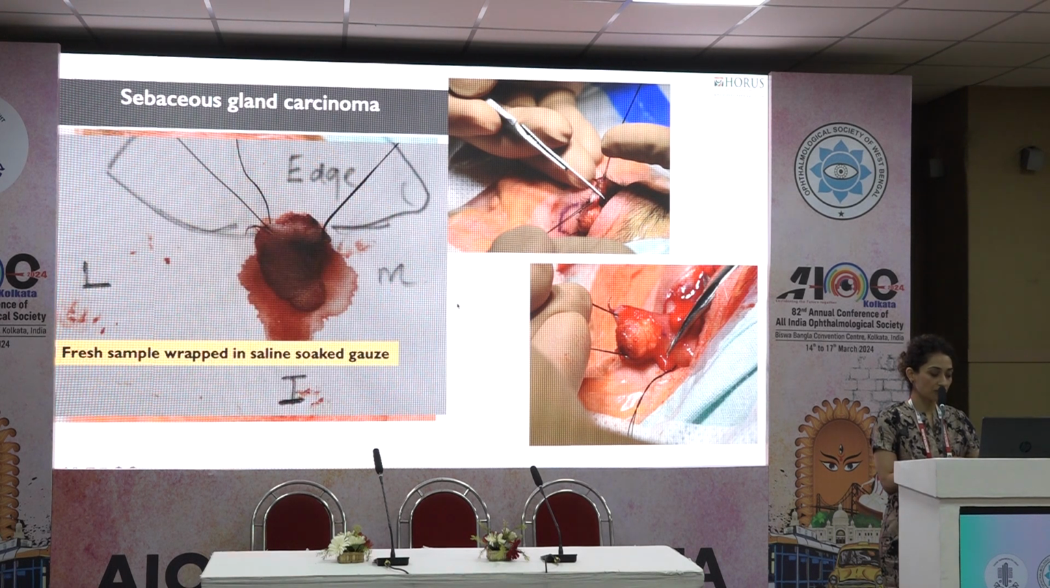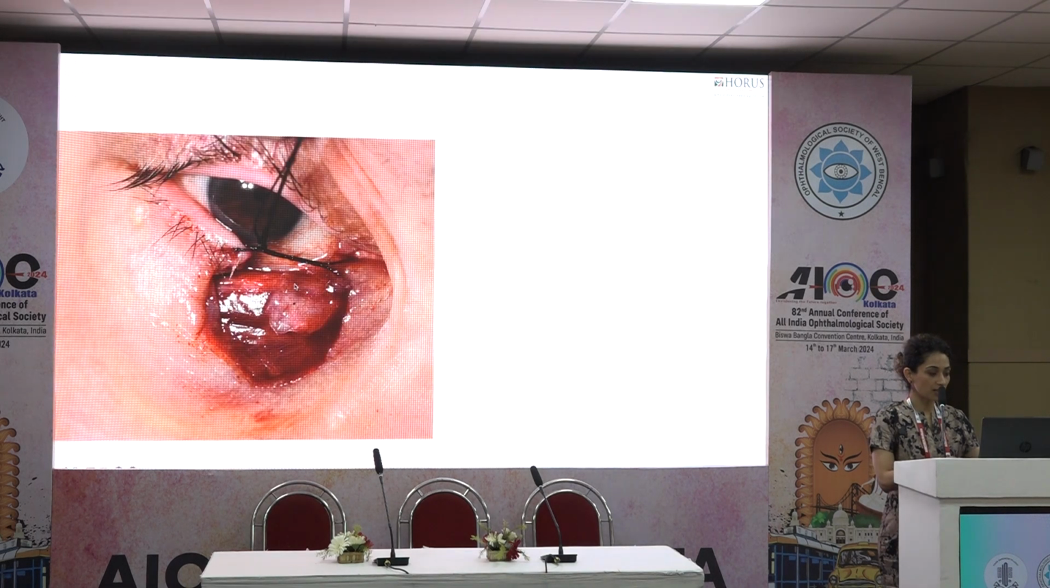With the marking, it's very, very important, and this is how a fresh sample is wrapped in a saline gauze. No formalin, just wrap it in a saline gauze, mark it, stitch it if you think it is wobbly, and then send it to the pathologist. All right, so we wait it out. Initially I do it under local anesthesia, and if I need a big reconstruction, then I do it under general anesthesia in the second procedure.